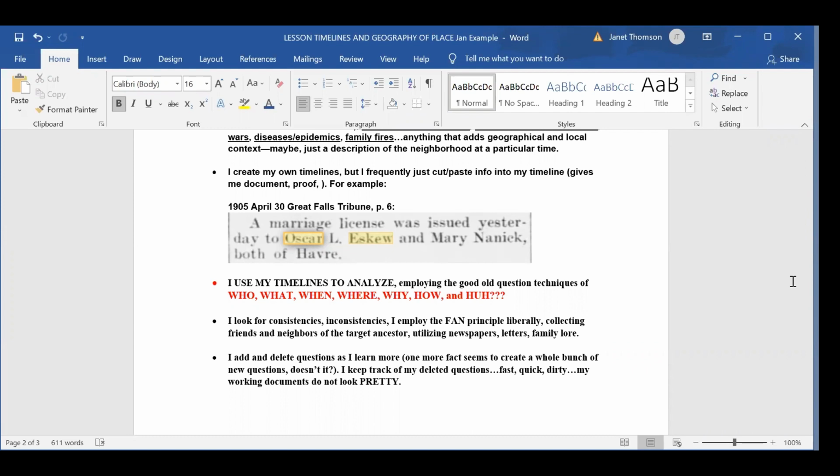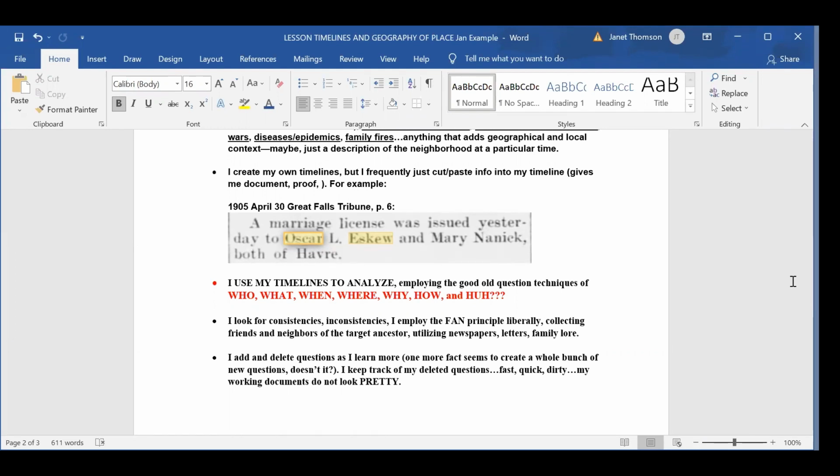So I can see here that a marriage license was issued yesterday to Oscar L. Eskew and Mary Nanick, both of Havre. And they got married in Great Falls, by the way, here at the Catholic Church and then went back to Havre. I guess that was their wedding trip.